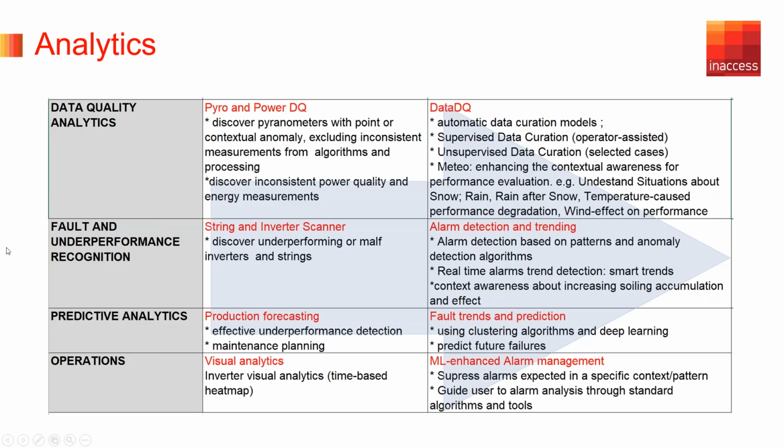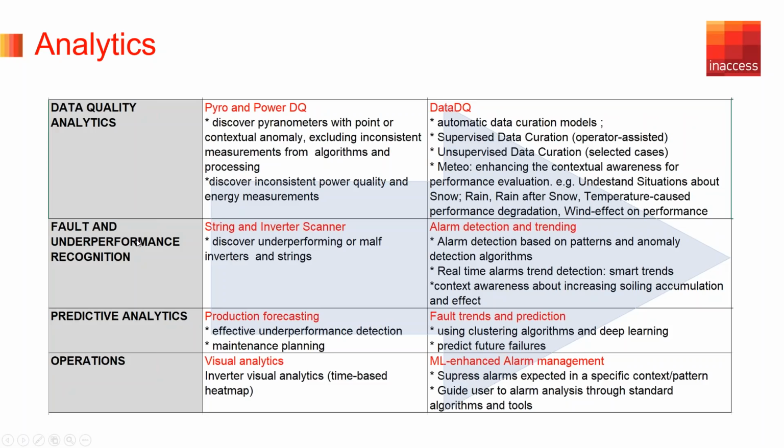And then we have analytics that help in operations. And those analytics are mainly visual analytics. So it is a way you present the results, like a good heat map of the inverter, so to understand if you have shading or if you have underperformances in your inverters, and some machine learning algorithms that can enhance your alarm management, so as to suppress some alarms. For example, you have shading and you have some alarm, but you know it, and the system understands this and suppresses these alarms.